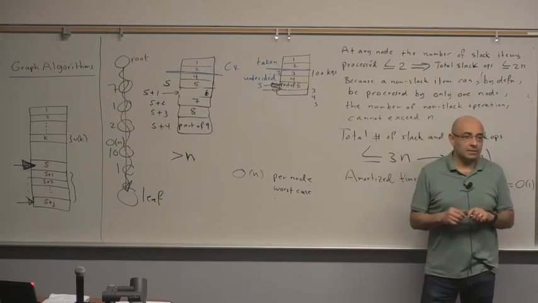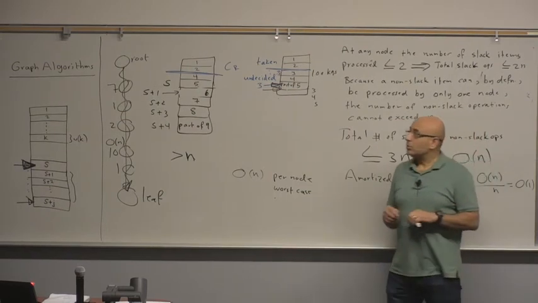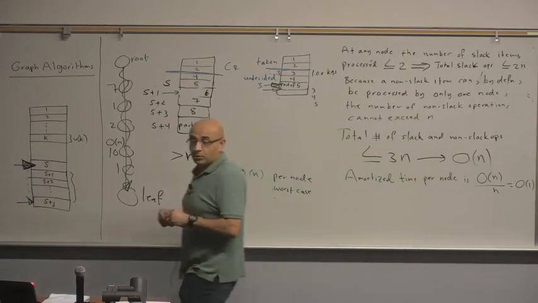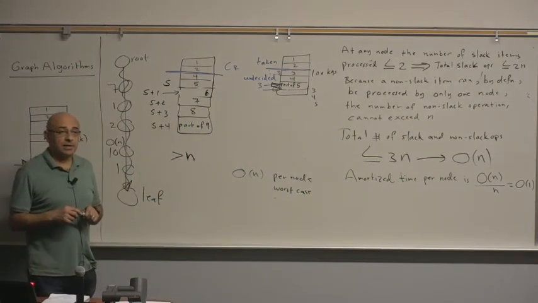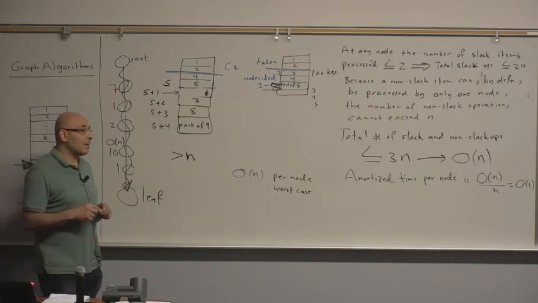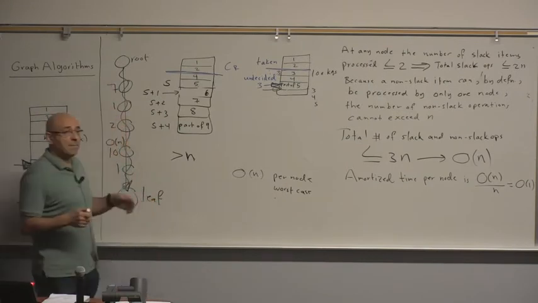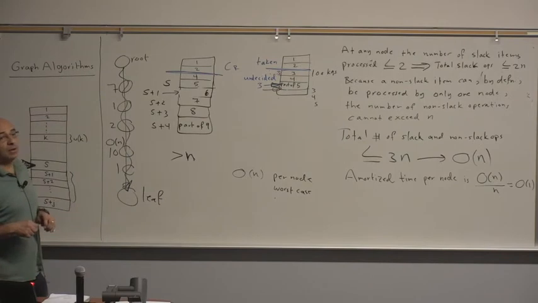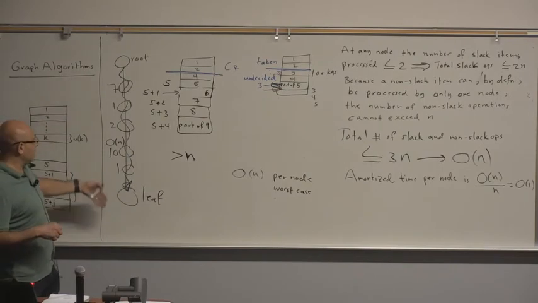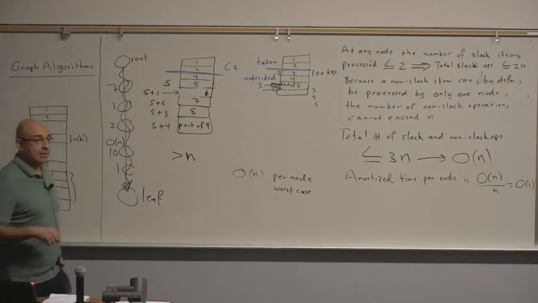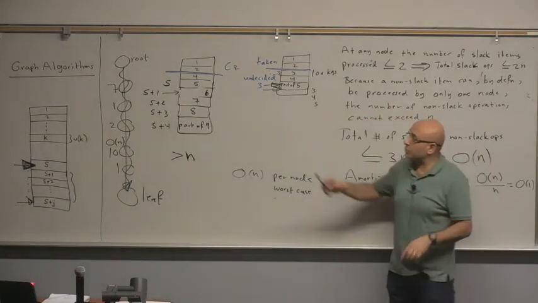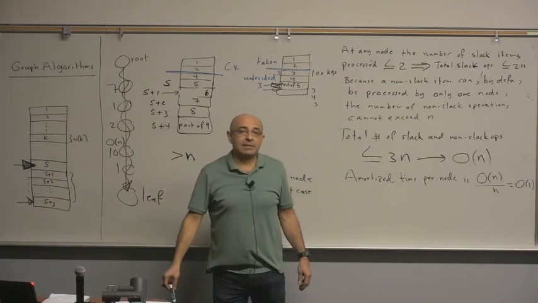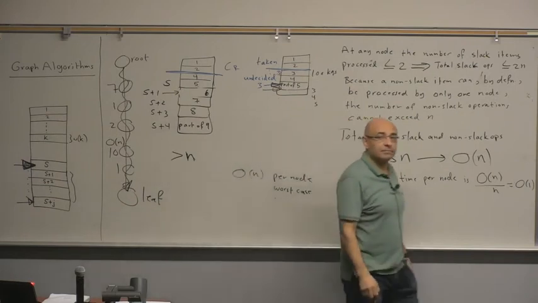Yes? Why do we divide it by n? Because there are n nodes. So we're trying to calculate the average processing time per node. So n nodes in one path? In one path, yeah. Oh, but not the whole tree? No, not in the whole tree, definitely. Yeah, we're counting in one path. We're counting the operations in one path from root to leaf. And the path has n nodes in it.